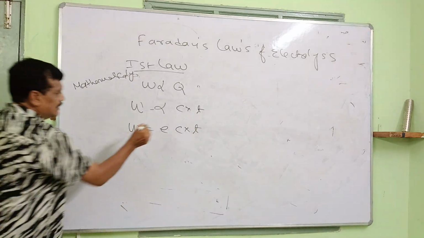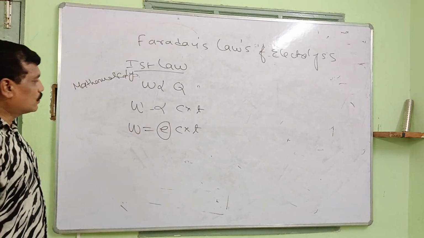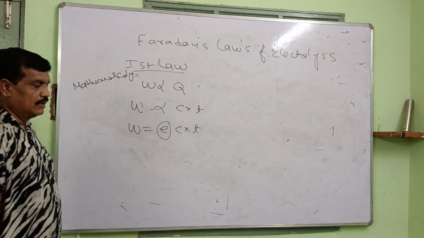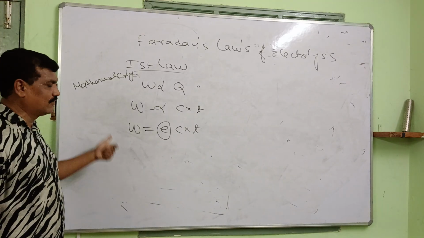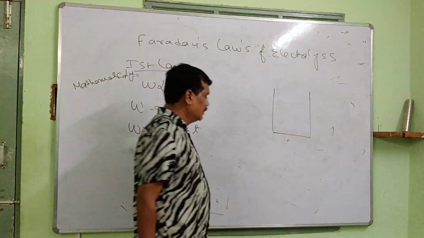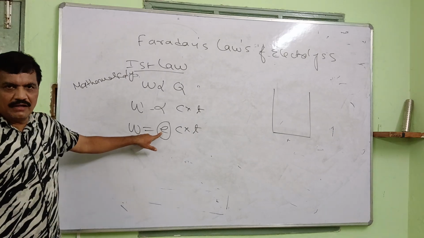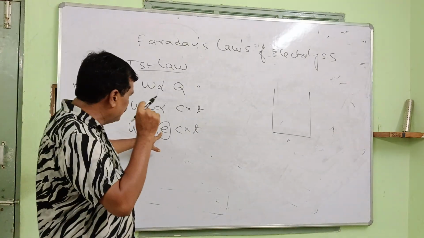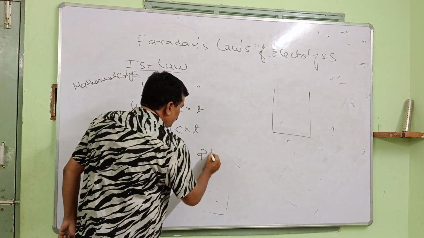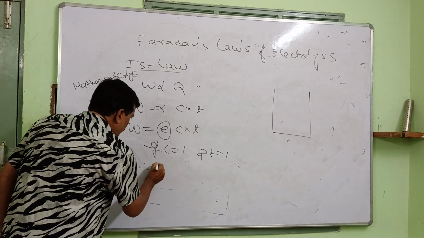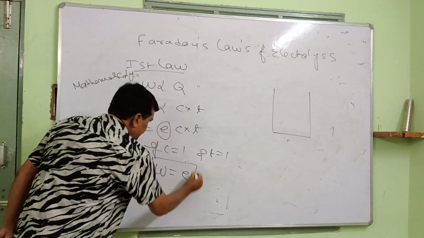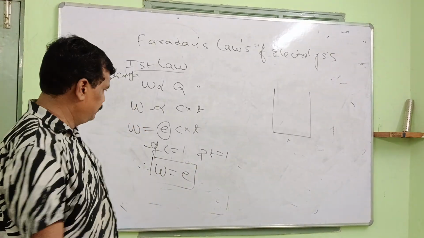Here, a very important term: E is called electrochemical equivalent. That is very important. So what is the definition of electrochemical equivalent? Same phenomenon. For example, one electrolyte is taken. If C equals 1 and T equals 1, then W equals E. This is called the definition of electrochemical equivalent.